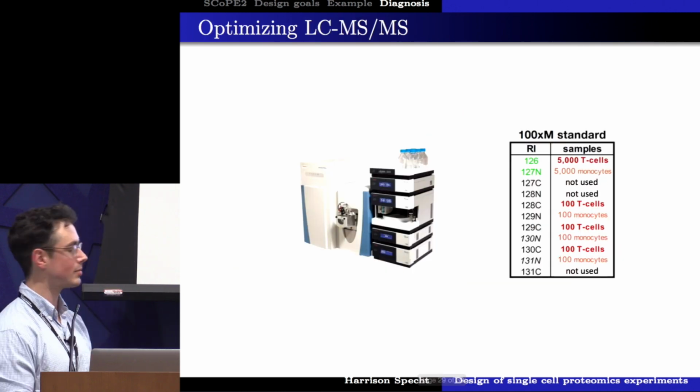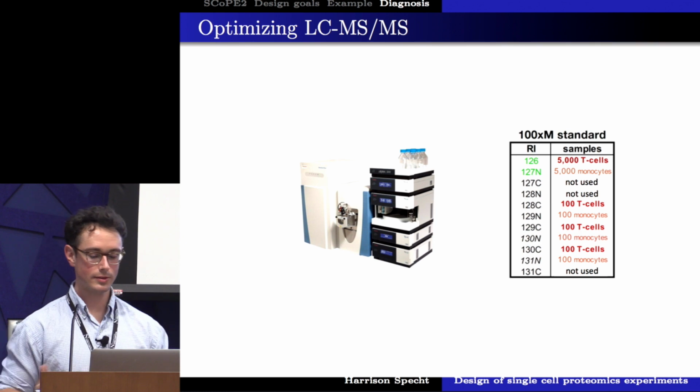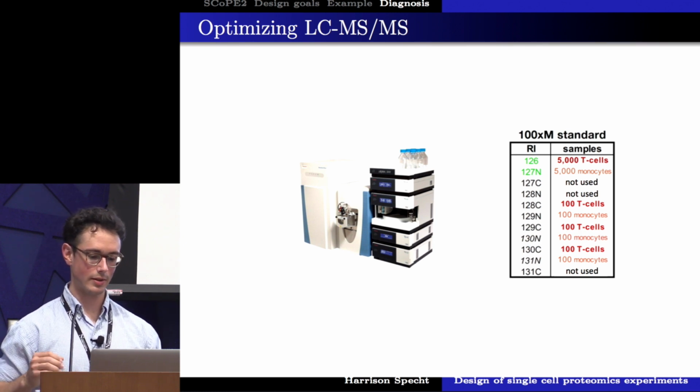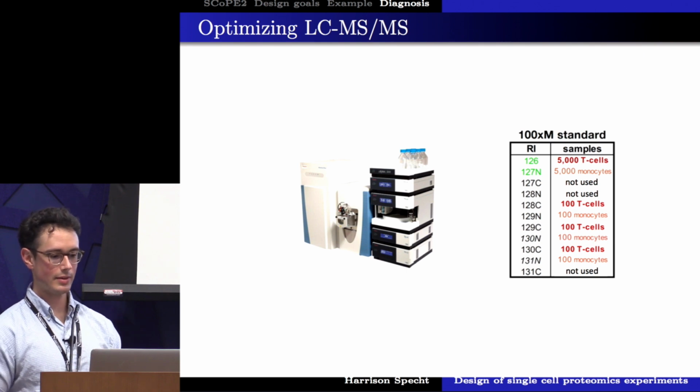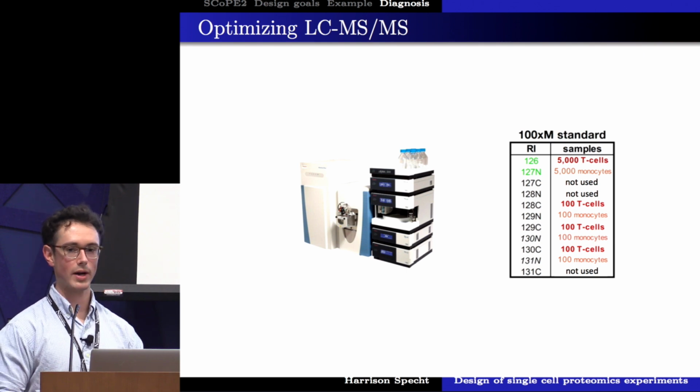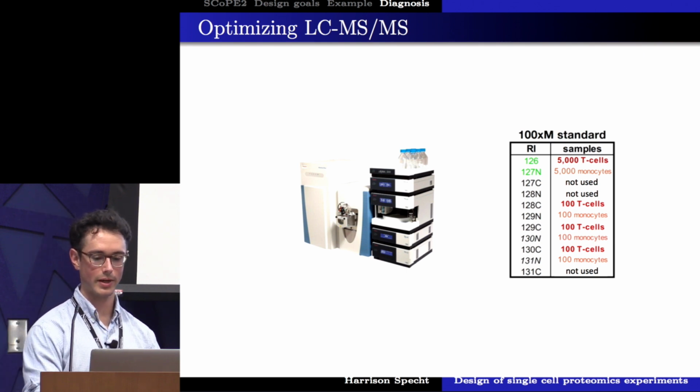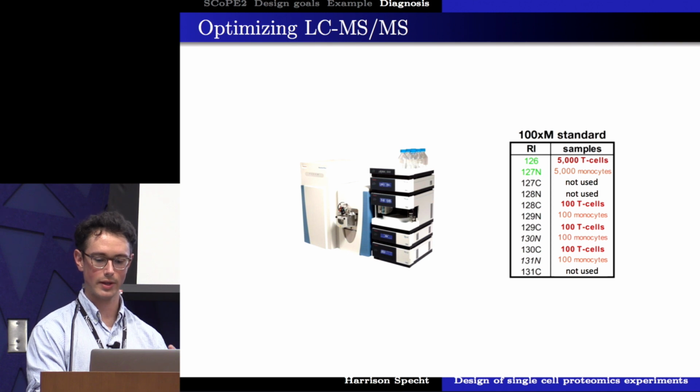So first, optimizing the LC-MS. The first thing that we did was we wanted to make sure that our mass spec was even capable of taking single-cell measurements. So we made the ideal single-cell set, one that had no biological variability in it. We did this by creating what we're going to term a 100x master mix. And we created that using the Scope 2 design. We had two different carrier channels of two different cell types at about 100 times the amount that we want to inject.